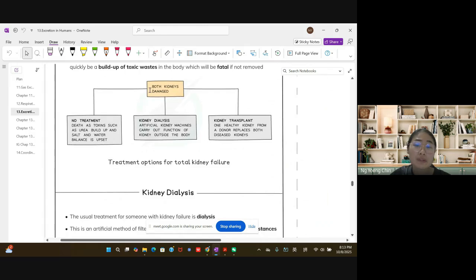If both of your kidneys are damaged, usually there will be no treatment, and you will slowly die off. It's because the toxins, urea and a lot of waste products that should be removed are accumulated inside your body. They build up inside your body, which causes serious conditions due to the accumulation of toxins. So that's why you need help from kidney dialysis.